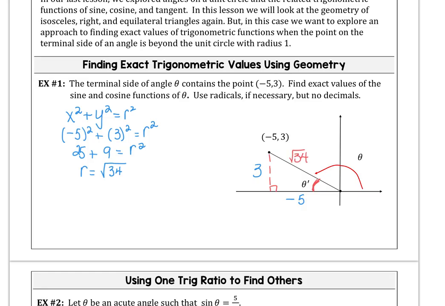Now to translate that into our trig language, we want the sine of theta. So the sine of theta is the length of the side opposite, which is 3, and the length of the hypotenuse, which is square root of 34. And then to find the cosine of our angle theta, that is the length of the adjacent side divided by the length of the hypotenuse. So we're using those Pythagorean theorem ratios in that right triangle we created.